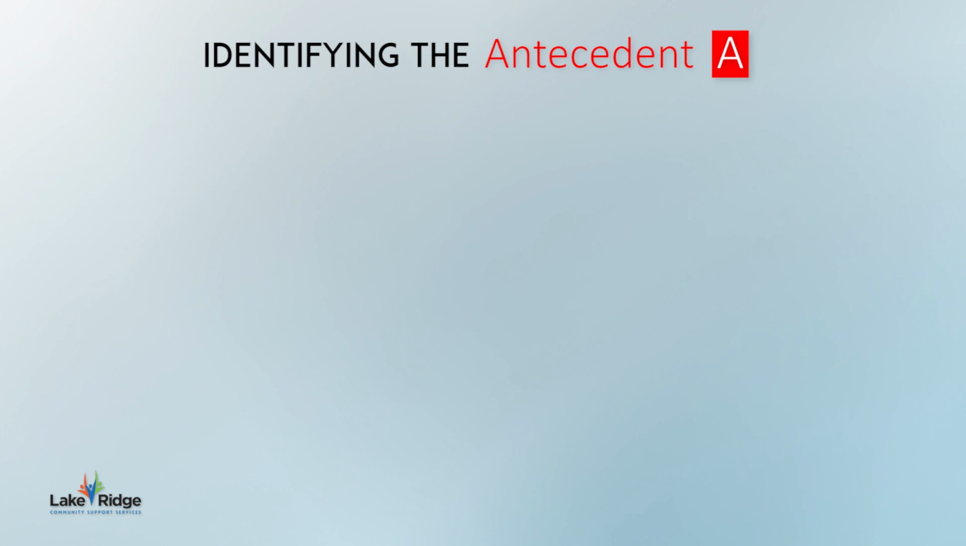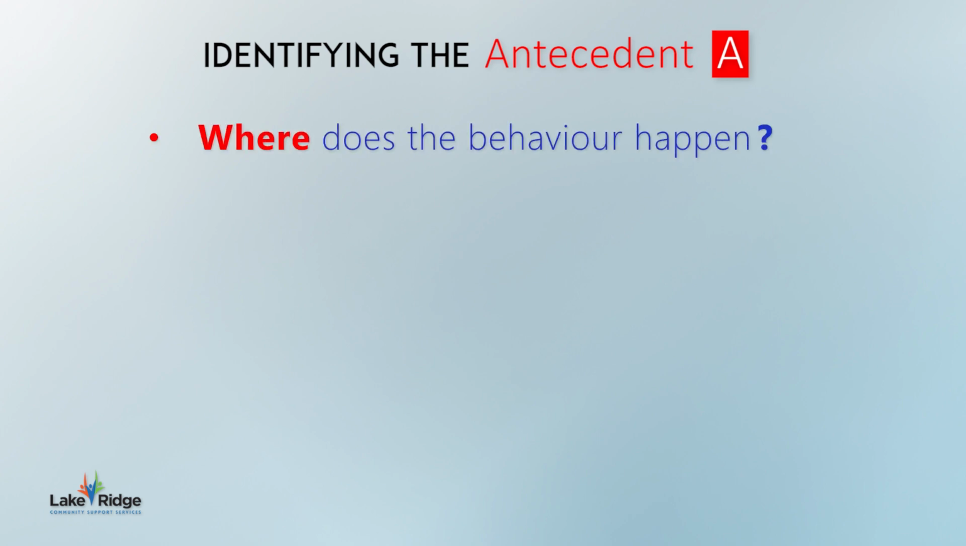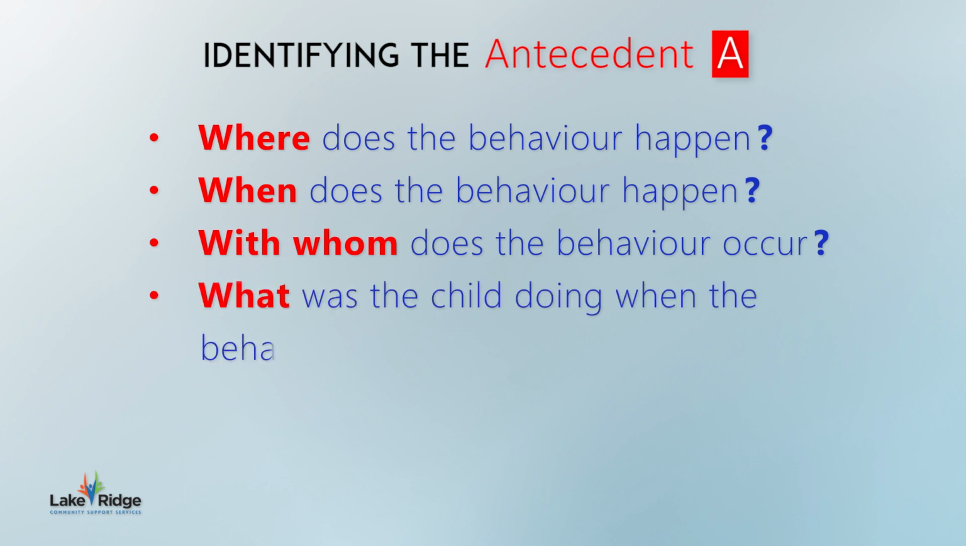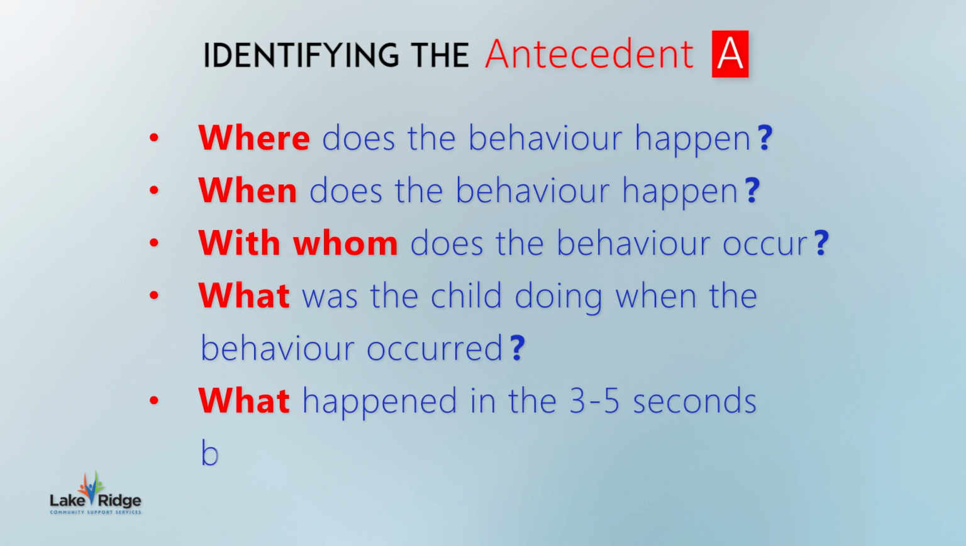When identifying the antecedent, consider the following. Where does the behavior happen? When does the behavior happen? With whom does the behavior occur? What was the child doing when the behavior occurred? What happened in the 3 to 5 seconds before the behavior?